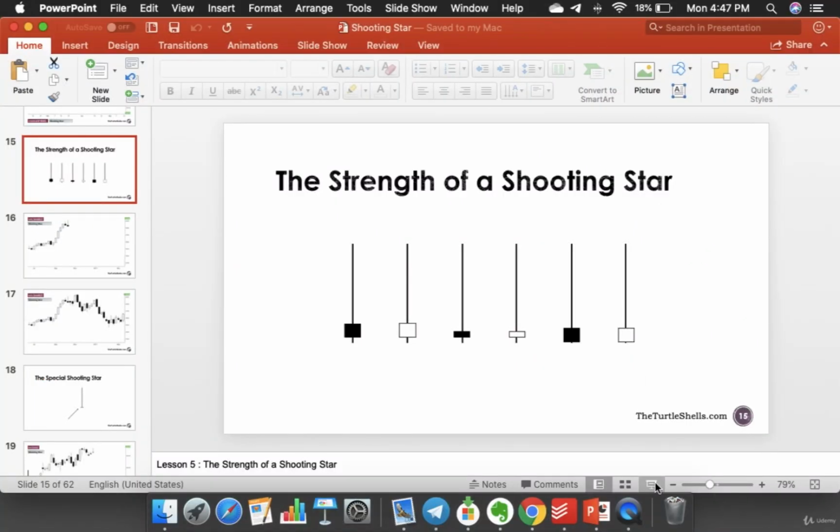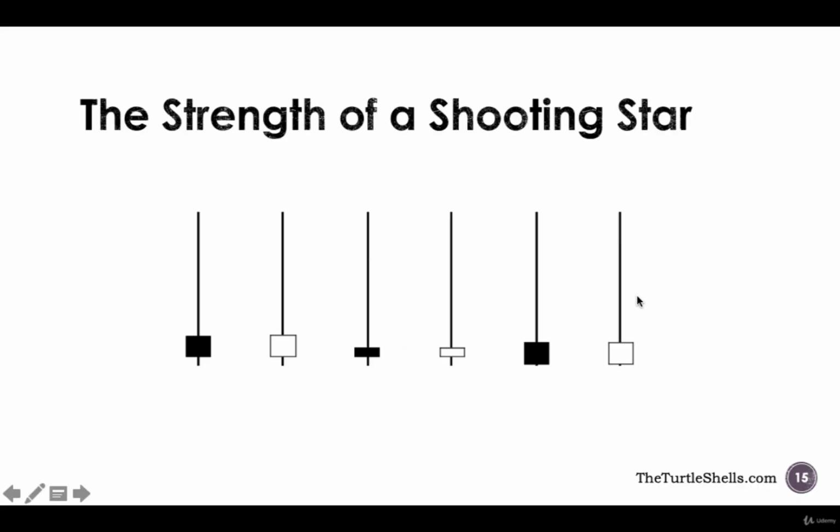Right, now let us have a look at the strength of a shooting star. So let me repeat, the shooting star comes after an uptrend. The upper shadow is more than twice the height of the real body. The color of the real body does not matter. The lower shadow must be as small as possible and the real body must be as small as possible. And the high of the shooting star becomes resistance, okay? So we are looking at the strength of a shooting star.